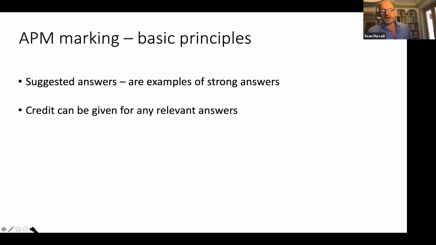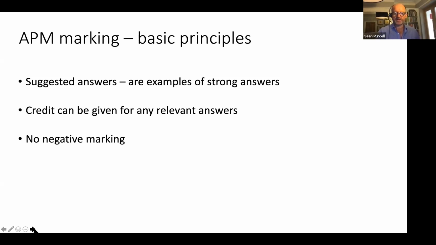And if you write something that isn't in the suggested answer, credit can be given for this. As I say, that would often be picked up when the initial standardization is taking place. The examiner had intended students to go down this road, but some of them have gone down that road. So the result is that, okay, I didn't think they would do that, but actually what they've said is fine, and the markers will be aware of that. So again, read the examiner's reports.